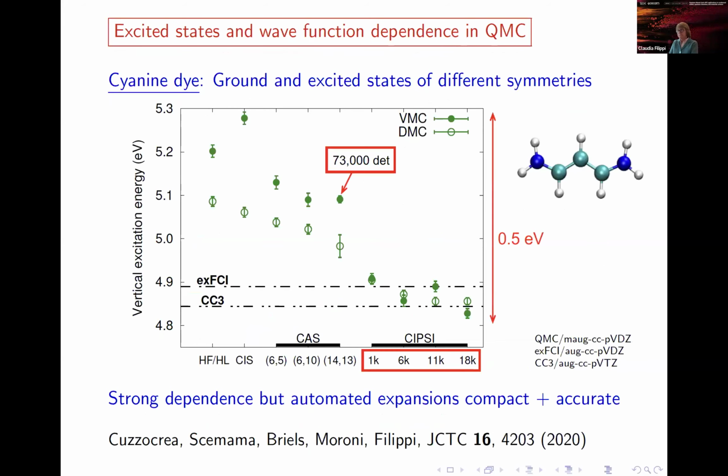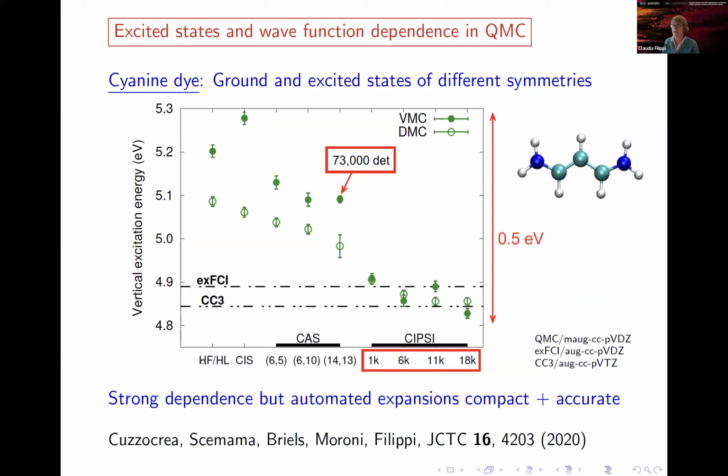Here I will show a rather honest slide on how we actually perform. This is a cyanine dye, so it's a pi to pi star excitation, in a cation. The 2 states have different symmetry, so in principle it should be easy. And what I'm showing here are only Quantum Monte Carlo results: variational is full dots and empty is diffusion Monte Carlo. On the x-axis, we have different types of wave functions.